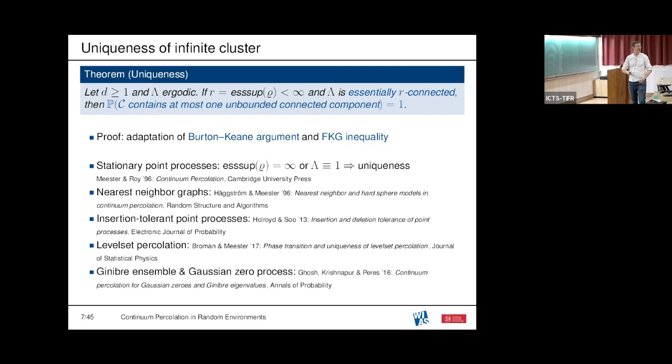For instance, for nearest neighbor graphs, you have a uniqueness condition. This is also a very nice condition, insertion tolerance. So there is some overlap with our condition, but it's not the same. So if you have a positive density of the point process when you insert a point or finitely many points with respect to the original process, then this could also put you in a situation where you have uniqueness of the infinite component. Level set percolation is also an example, or you can also see this mentioned here, things going beyond the Poisson case: Ginibre ensembles, Gaussian zero processes. Also there you have the uniqueness of the infinite component if it exists.